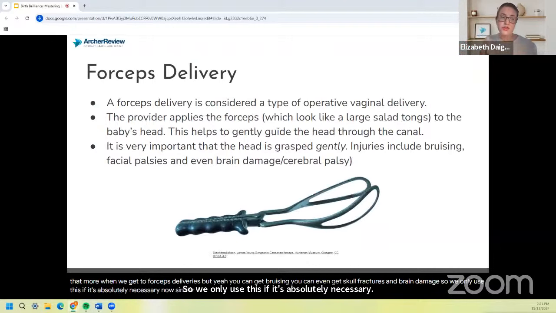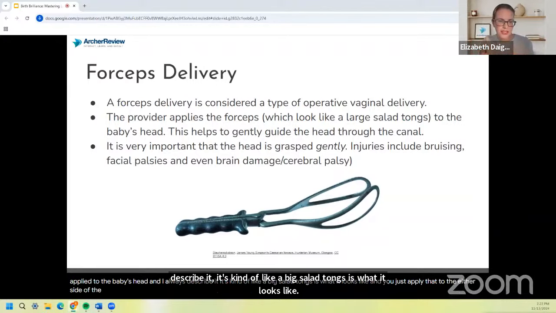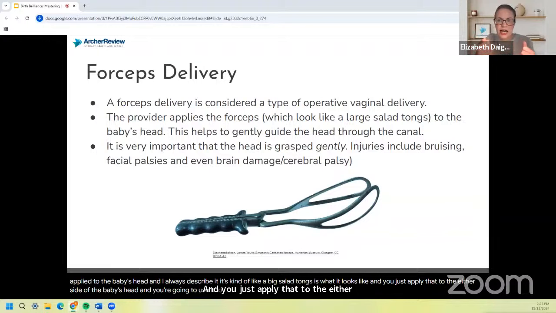Now, similar to a vacuum delivery is going to be a forceps delivery. This is where a forceps is basically applied to the baby's head. I always describe it as kind of like a big salad tongs. You just apply that to either side of the baby's head, and you're going to use it to gently guide the head through the birth canal. Now, of course, you've got to be really gentle. Otherwise, again, it can cause trauma. You can get bruising, facial palsies, and like I said, brain damage and cerebral palsy are possibilities as well.